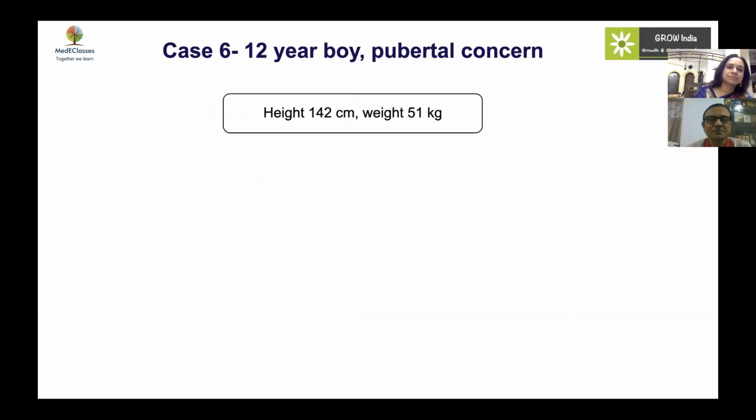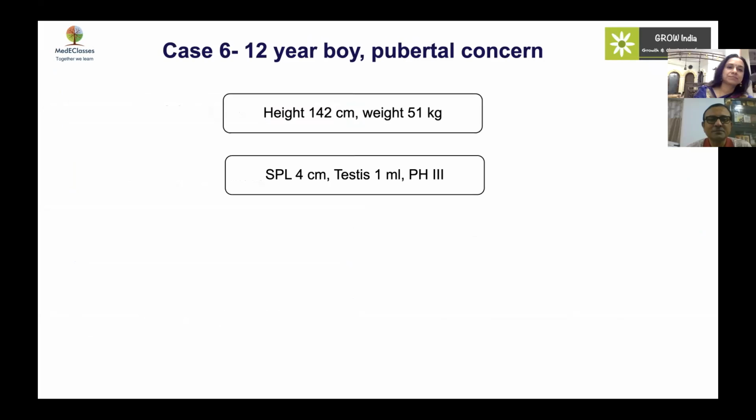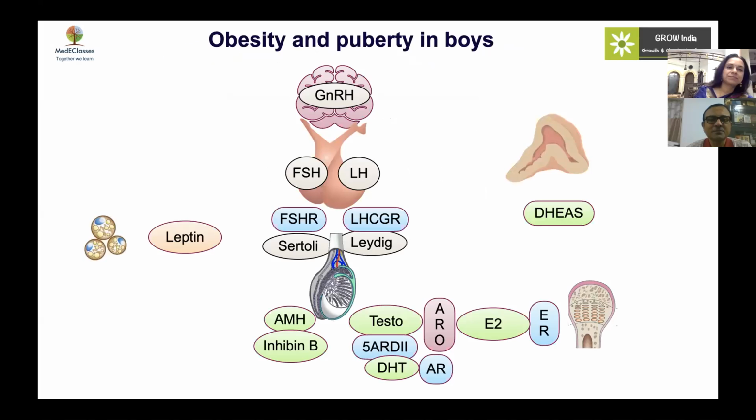Height is all right, weight is on the higher side. He has got a slightly decreased penile size. Testes are prepubertal, but he has got pubic hair development. So parents are confused. Pubic hairs are developing, but the testis is not developing. So what really is happening?